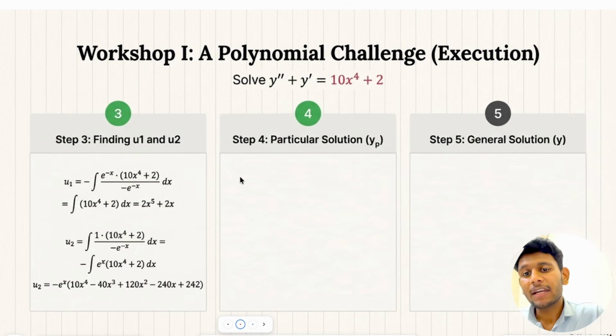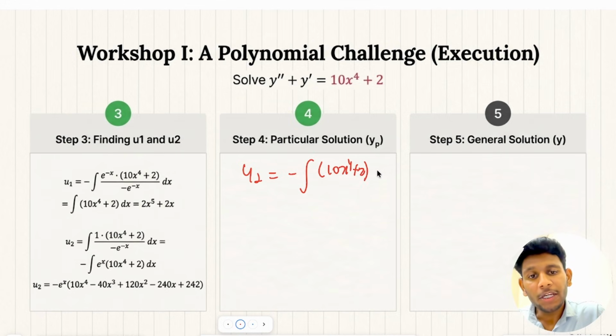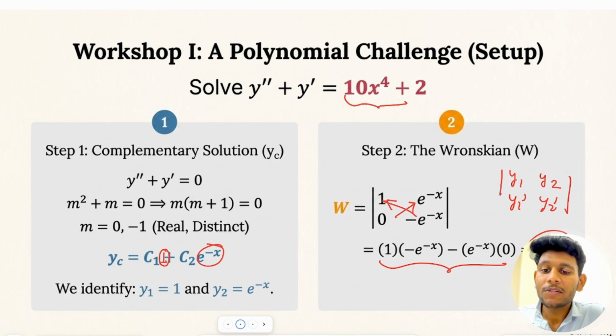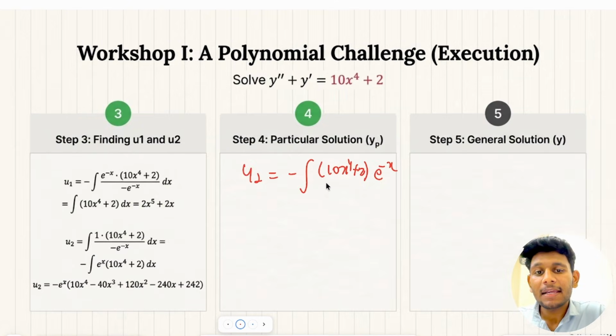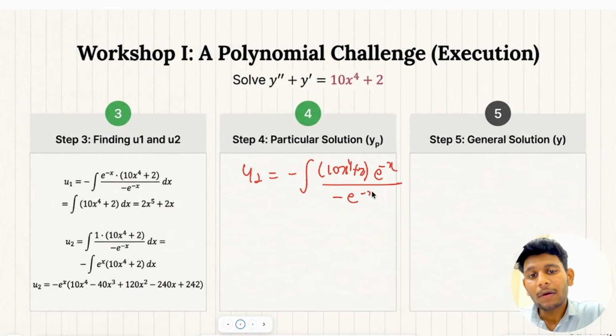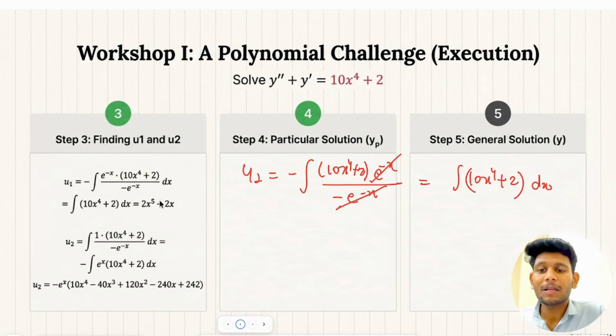Now your task is to find u1. So what is your u1? Minus the right-hand side. What is the right-hand side? tan x⁴ plus 2, into u2. What is your u2? That is e⁻ˣ divided by the Wronskian. What is the Wronskian? Minus e⁻ˣ. This and this cancelled. This is minus minus plus. Then it is tan x⁴ plus 2, and integrate it with respect to x. That will be 5x² plus 2x.